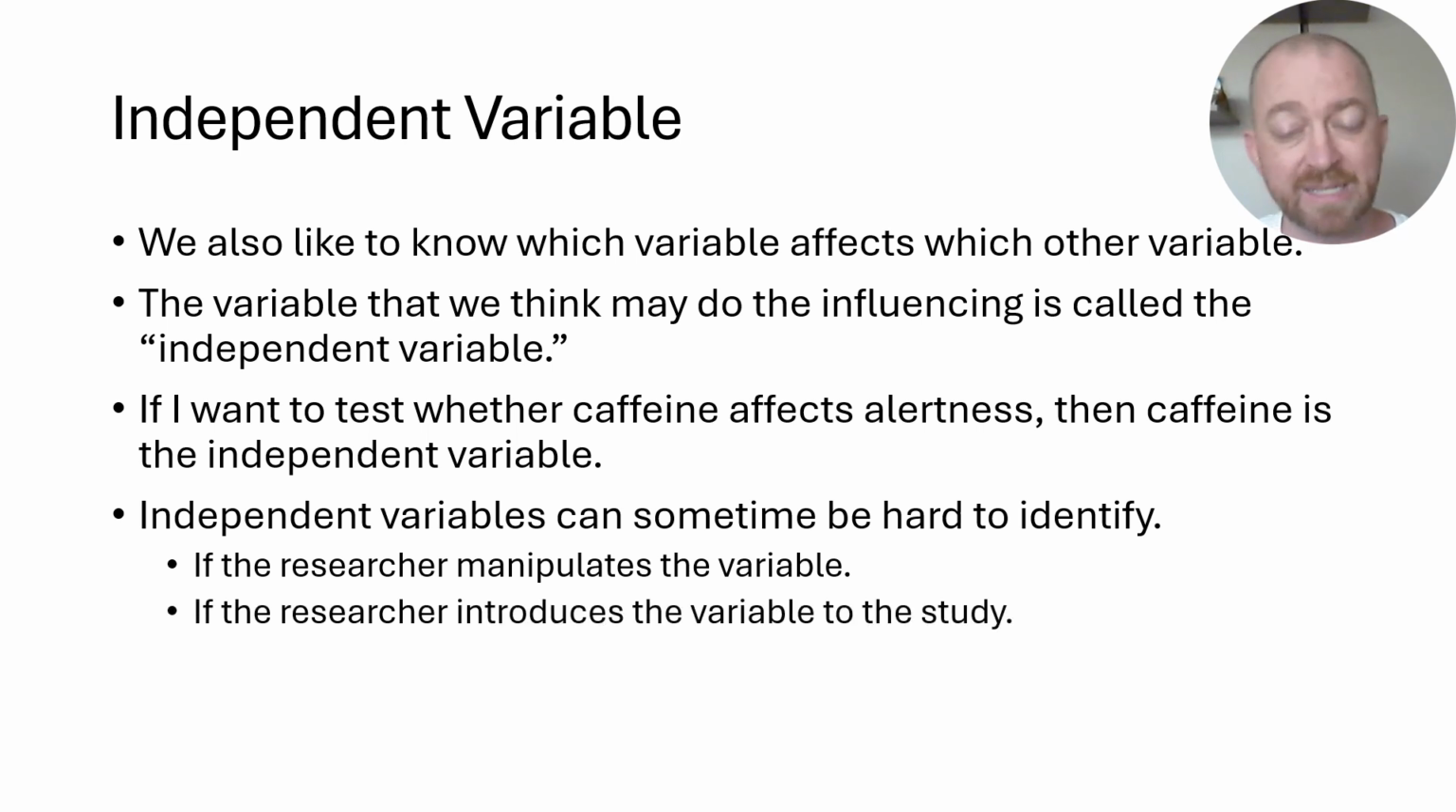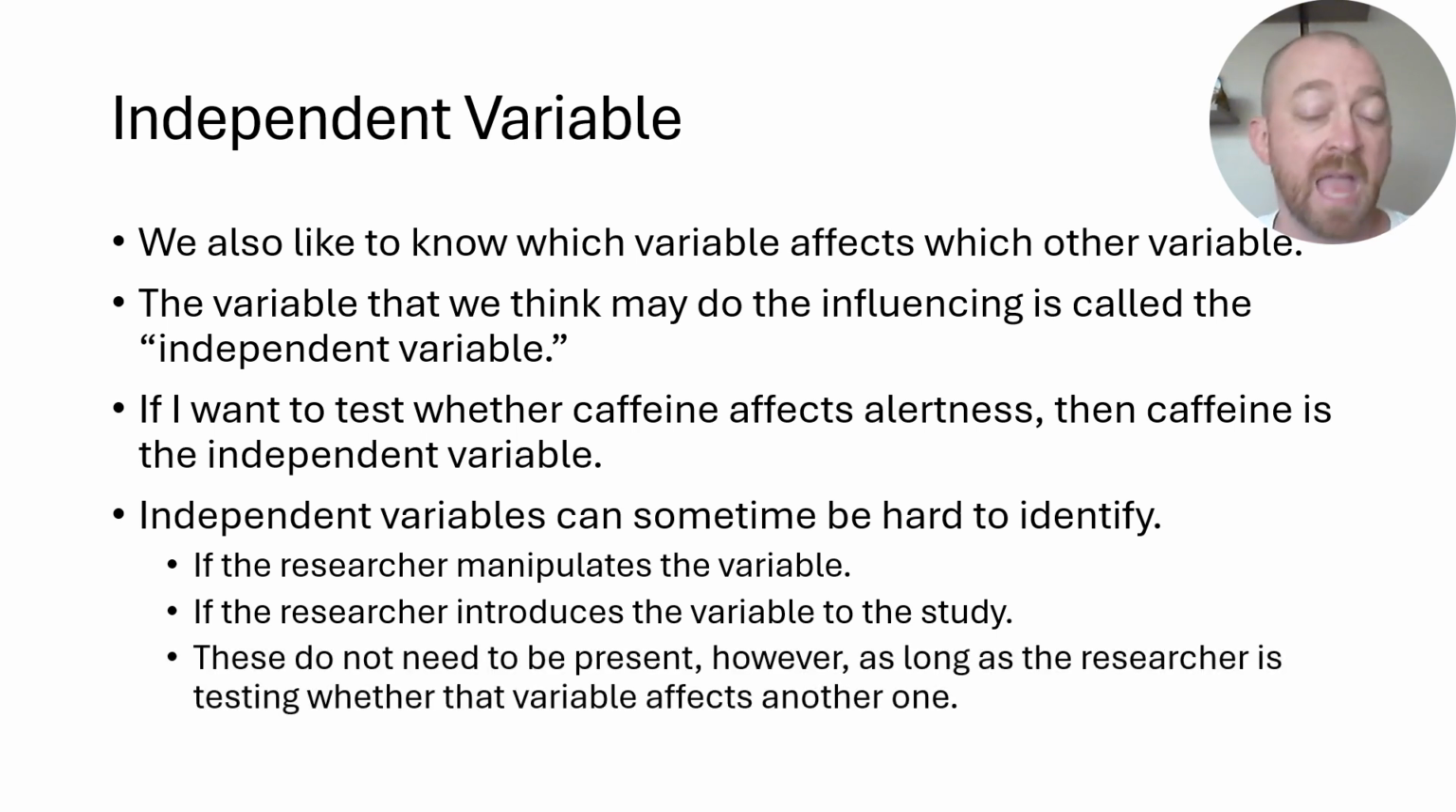If the researcher is introducing the variable into the study, in other words, it's something that wouldn't normally be occurring in that sample, then the researcher is introducing it, that's a pretty good sign that it's also an independent variable. For example, if I were to just introduce caffeine to some rats to see what happens with them, then caffeine pretty clearly is going to be the independent variable there.